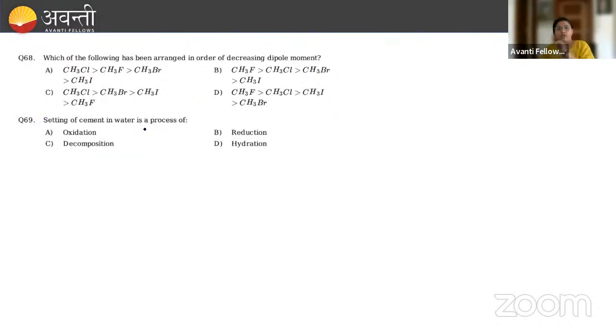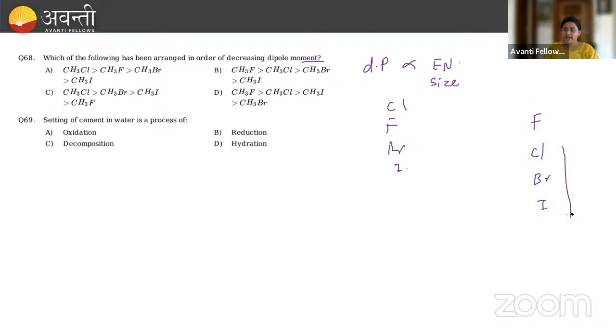Which of the following has been arranged in order of decreasing dipole moment? In case of dipole moment, two factors are very important: one is electronegativity and another one is the size. Dipole moment is directly proportional to electronegativity. But here, chlorine, fluorine, bromine and iodine. Size is increasing. As size increases, the dipole moment is going to decrease. It is inversely related to size.